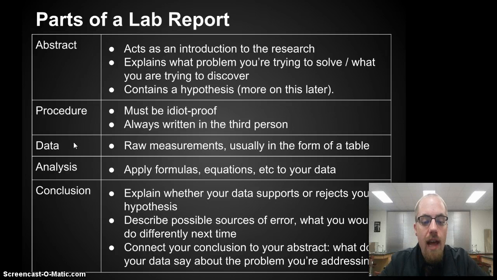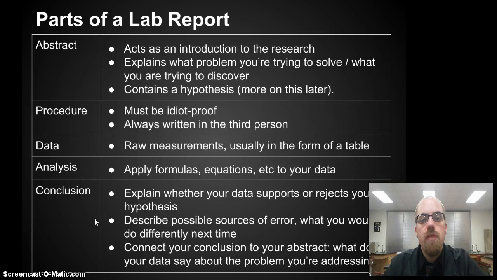And then the analysis is where you process that data, where you can apply the formulas or equations or whatever it is that you need to do and provide a general discussion of what you're doing to your data and how you're using your data to form a conclusion, what your data says about the big question. And then your conclusion is where you kick it back out to the big scope and look at the problem that you're trying to solve again. So the conclusion needs to explain whether your data supports or rejects your hypothesis. It needs to describe possible sources of error and what you would do differently if you were to repeat this experiment. And you need to connect your conclusion to your abstract. What does your data say about the problem you're addressing?